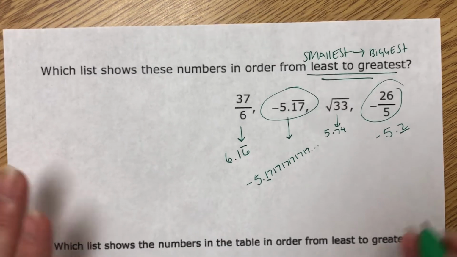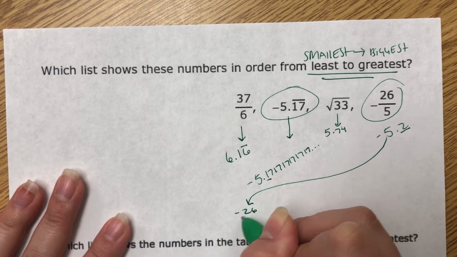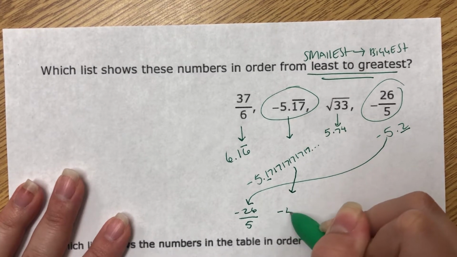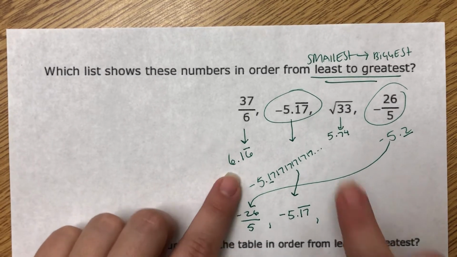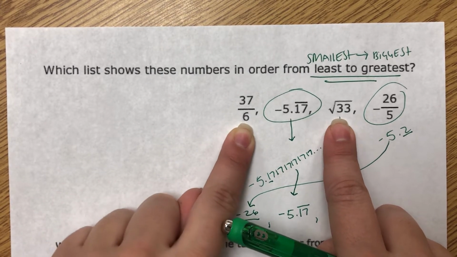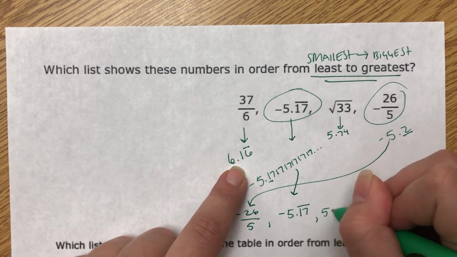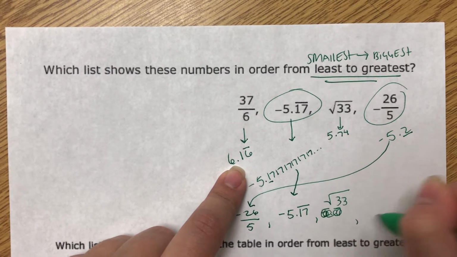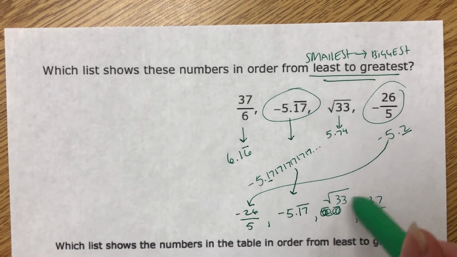So I'm going to put it in order of this one goes first. So negative 26 over 5. This one goes second. So negative 5.17 repeating. And then I go and look at these two. This one is a little bit easier, but I definitely wouldn't have figured this out if I was just staring at the actual numbers. 5.7 is smaller than 6.16 repeating. Oh, I'm gonna write the actual value that it gave me. And then 37 over 6. And that is the answer to this question.